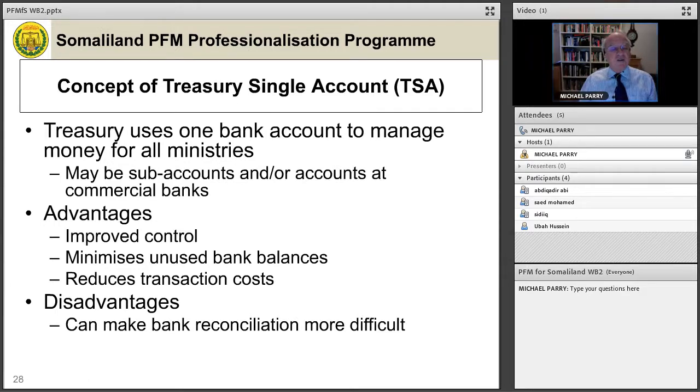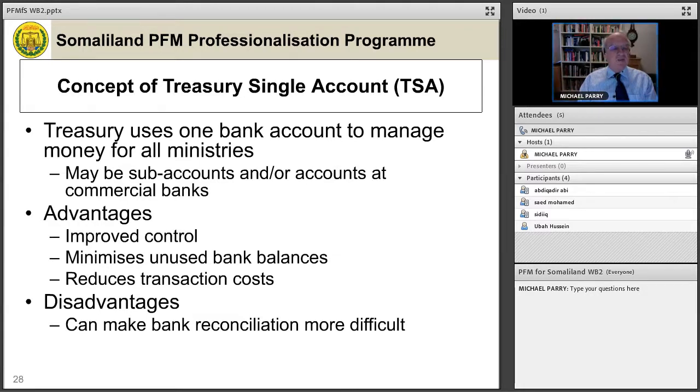There are disadvantages. One of them is it can make bank reconciliations more difficult. Barbados, the island of Barbados, is a very small country, but has never been able to reconcile its government bank account since it introduced a Treasury single account. The problem is that the different ministries pay money in, but they all use a few banks and a few messengers to make the payments in, and the money from the different ministries gets mixed up in different ways, and they have never been able to resolve that problem.